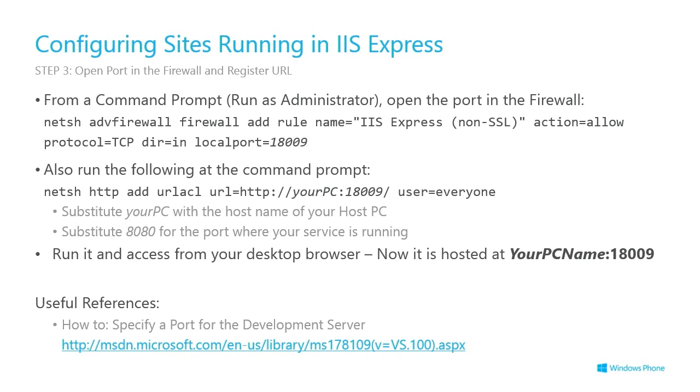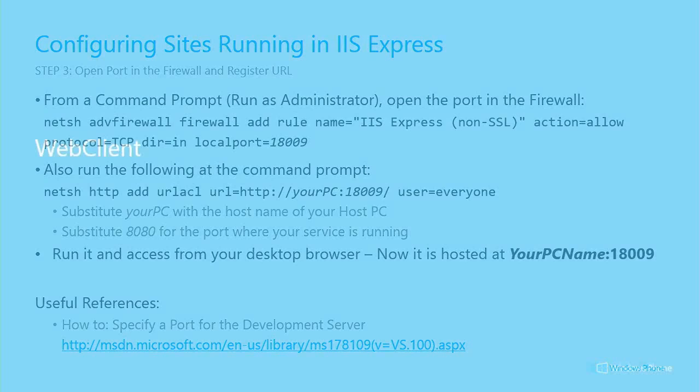So you need to do that second command there, the netsh http add urlacl. And again, instead of your PC, put the real name of your PC and then whatever port number. Now, finally, you can just test it with the desktop browser, using the URI of your real PC name, colon, and whatever port. And then your code running in the Windows Phone 8 emulator will be able to access it. All good fun.